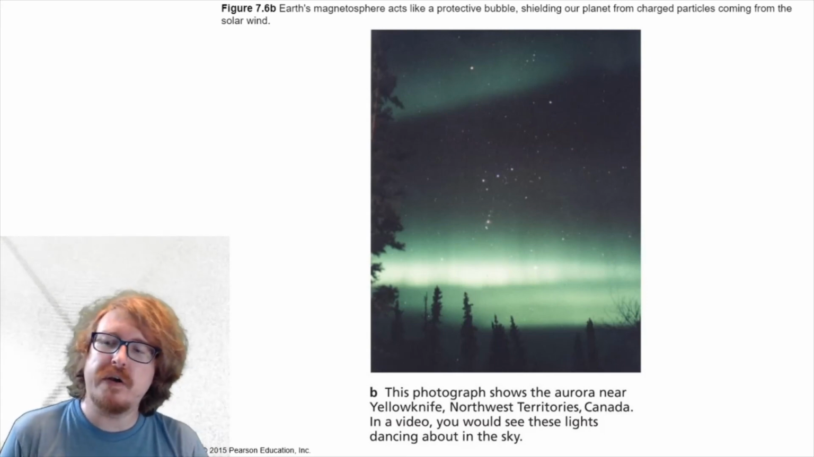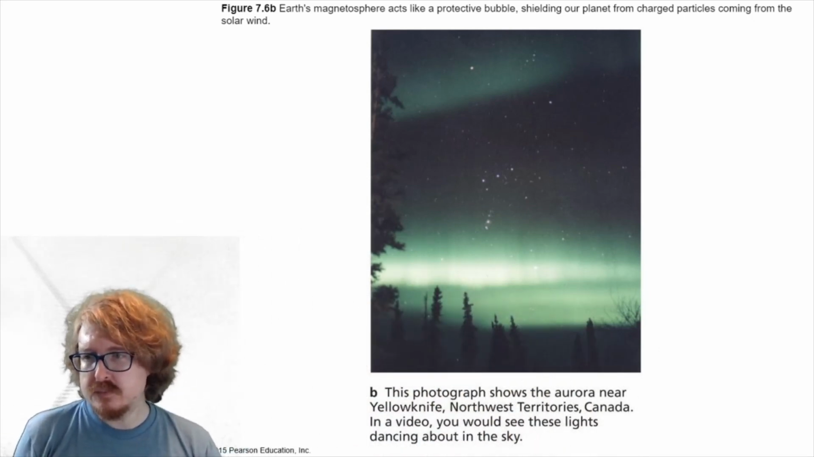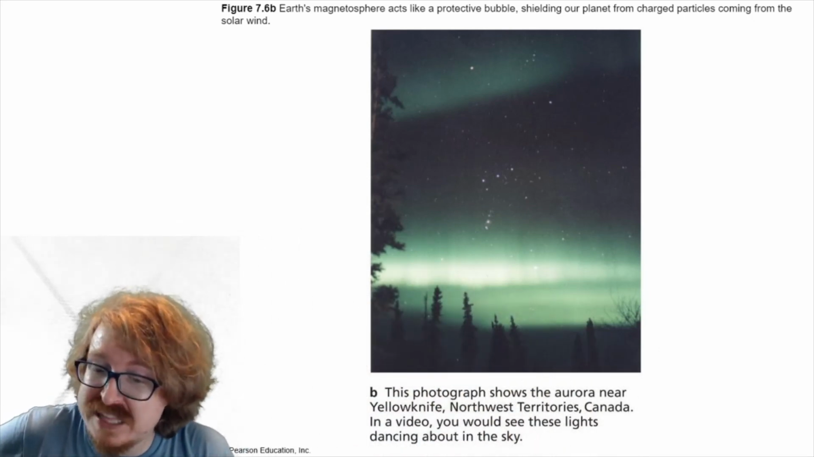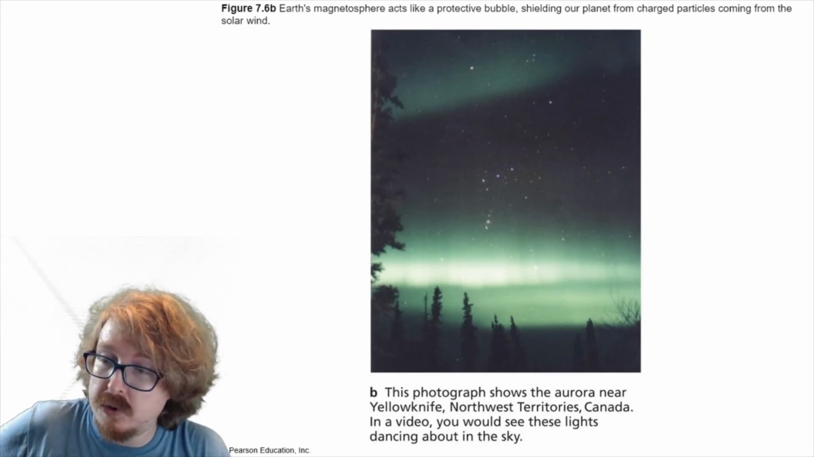And if you don't know how to spell aurora, it's right here. Aurora. So an aurora is going to be found at the poles. That's why we can't see auroras in Florida, because we're just not close enough to the poles to get that effect.